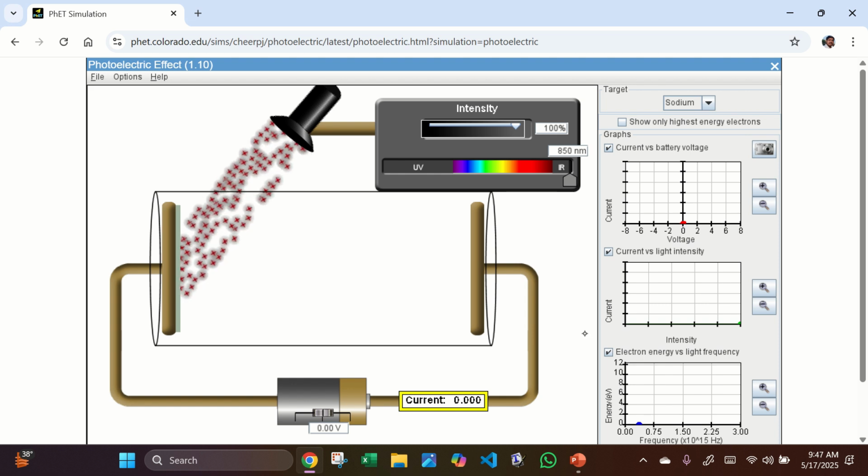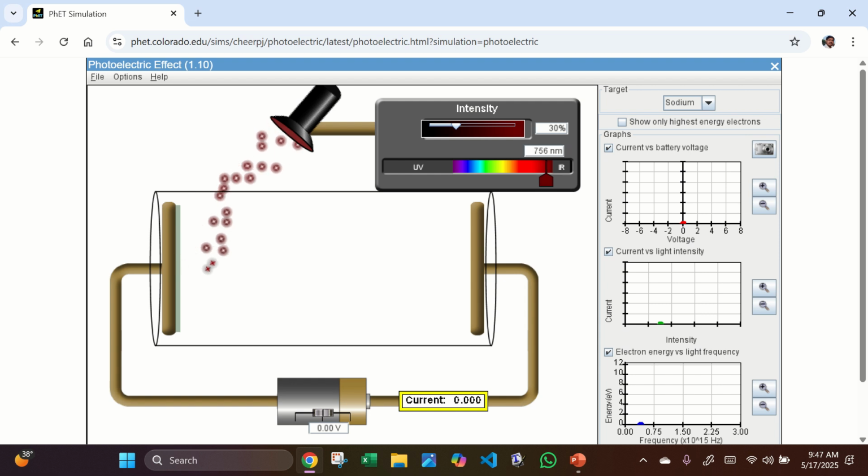Keep it at some minimum value, maybe around 20 or 30. Let's keep it like this. Now play with this slider. Change the frequency, or you can say wavelength, or energy of the photon. The photons are coming here. Let's observe what is happening. We are moving from ultraviolet to the red one. It is 750. Still no photoelectrons are coming out from the metal surface. So the red photon is not sufficient. Then let's increase the frequency, that is, decrease the wavelength.